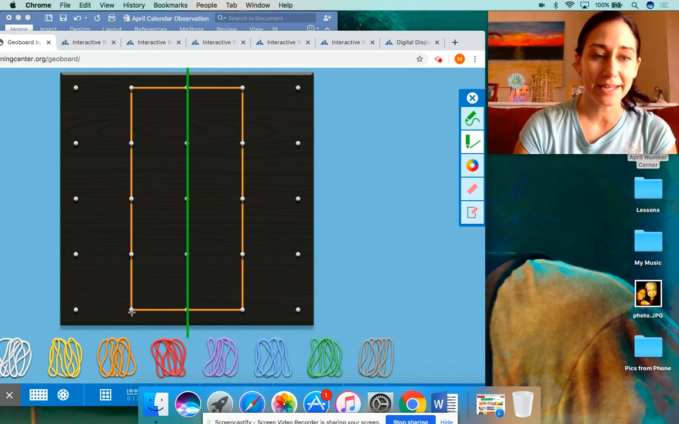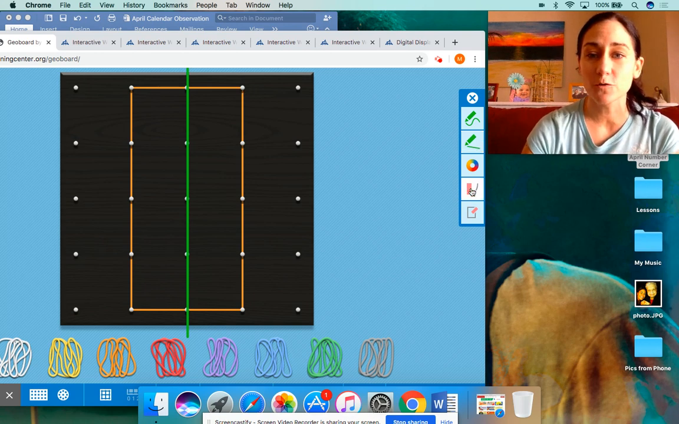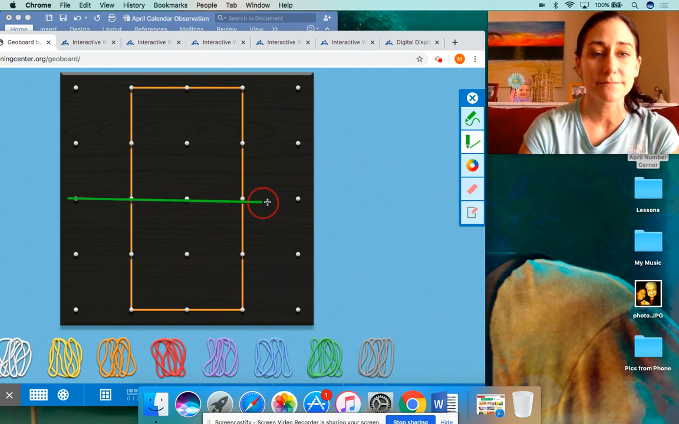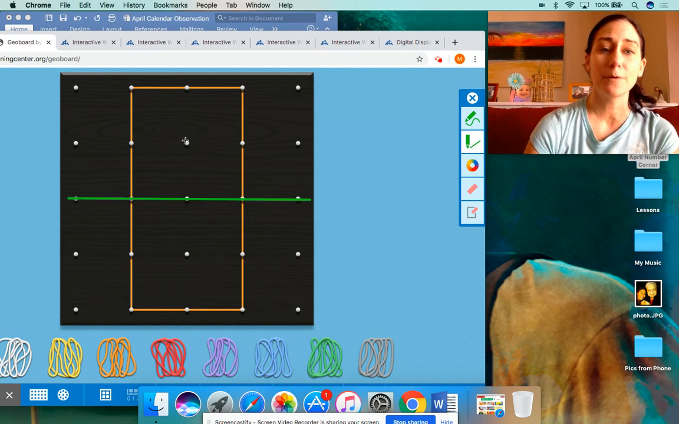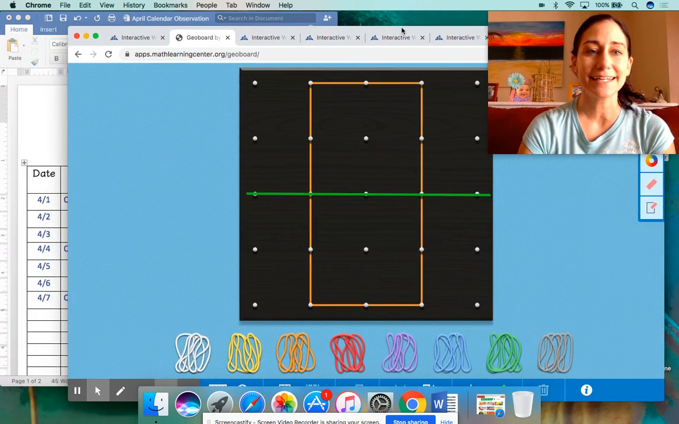We can count the pegs. One, two pegs at the bottom. One, two, three, four, five along the side. This side has the same amount. One, two pegs at the bottom. One, two, three, four, five. You can also fold it and split it the other way to show that it is symmetrical. Going straight across, the top part is symmetrical with the bottom. So yes, it is symmetrical.